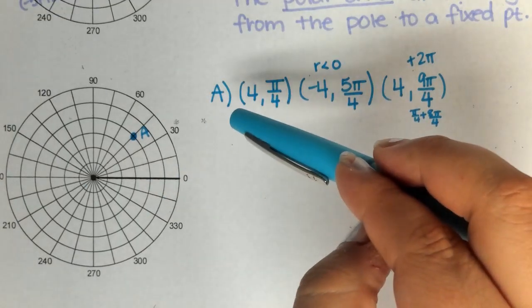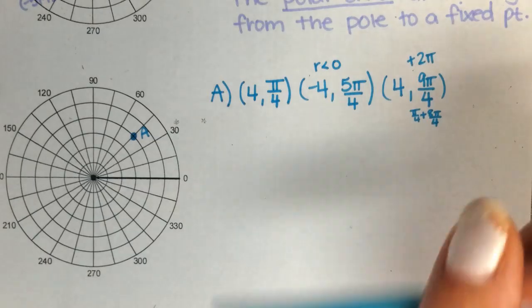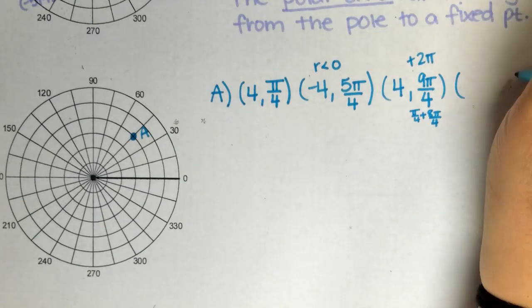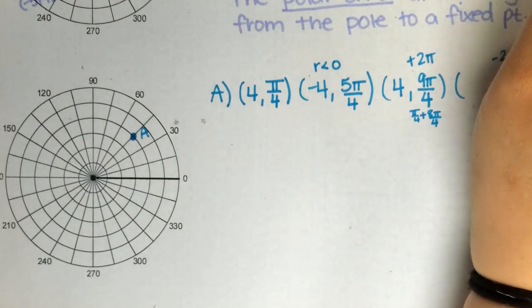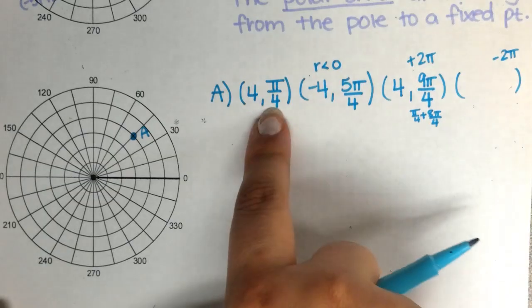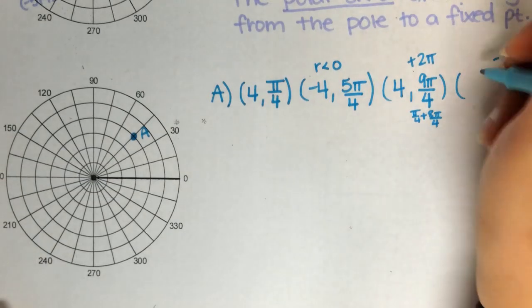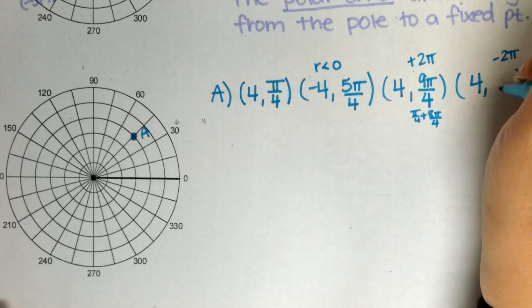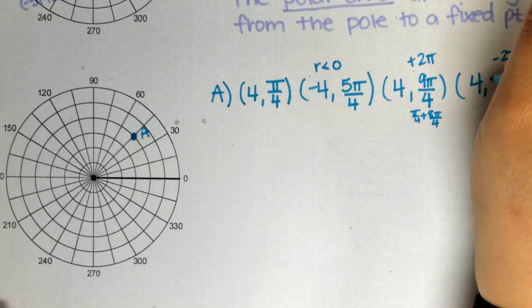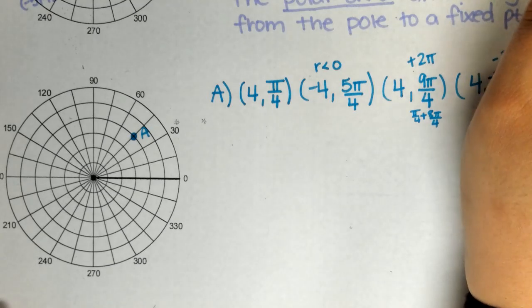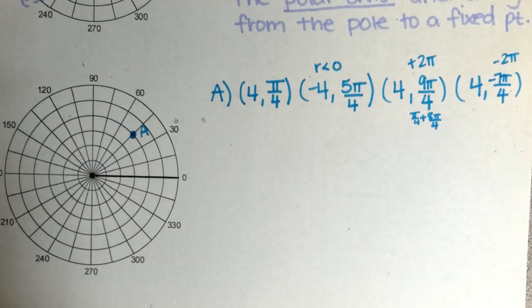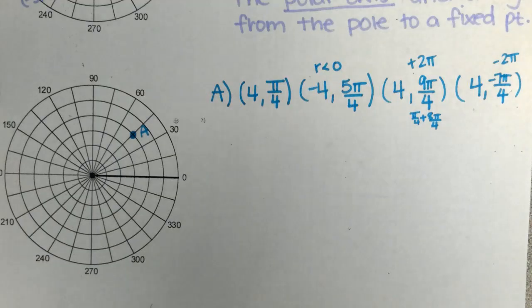But what if I wanted to go backwards? Subtract 2 pi. How would I subtract 2 pi? Pi over 4 minus 8 pi over 4 is -7 pi over 4. And so these are the different ways that you can name your coordinate.